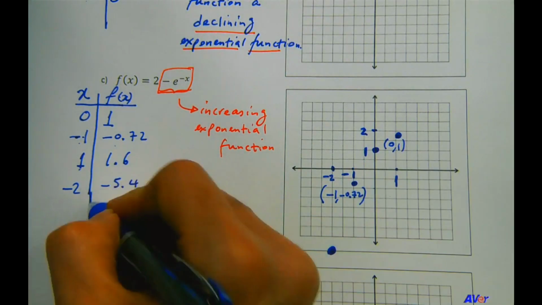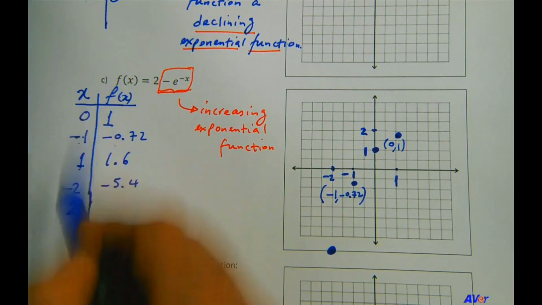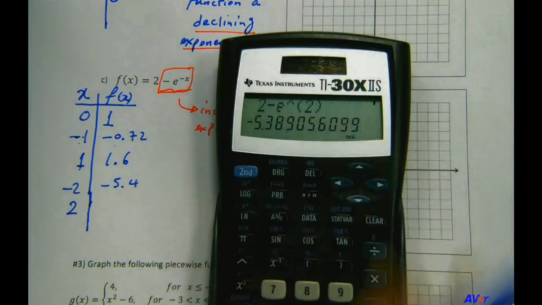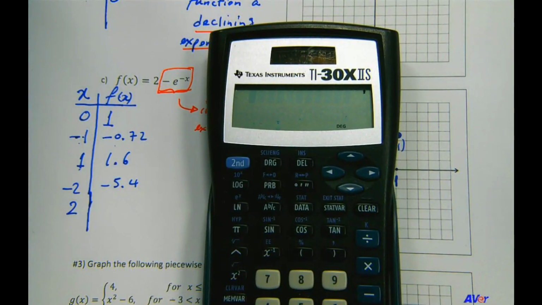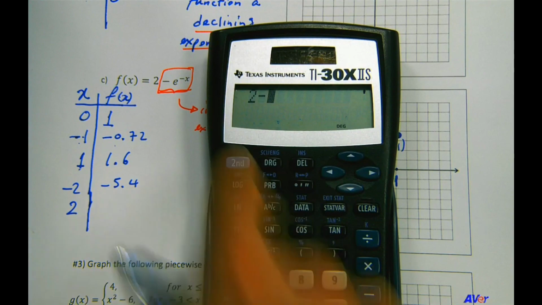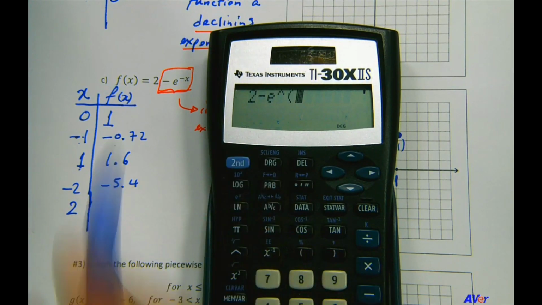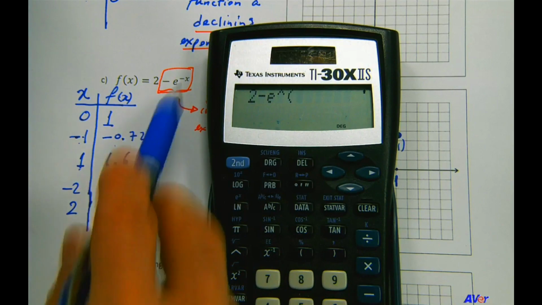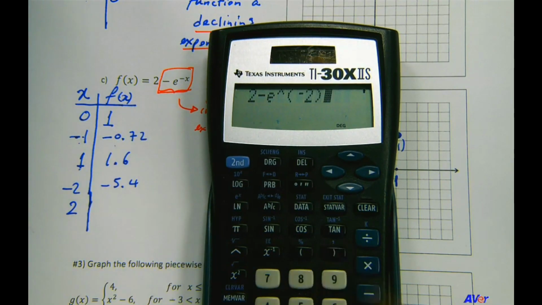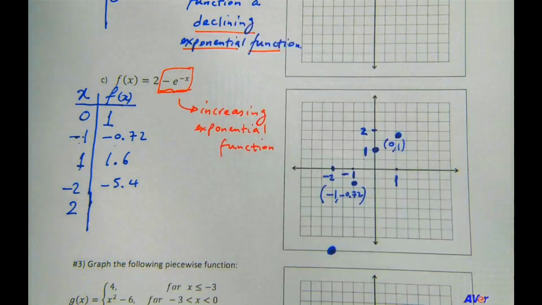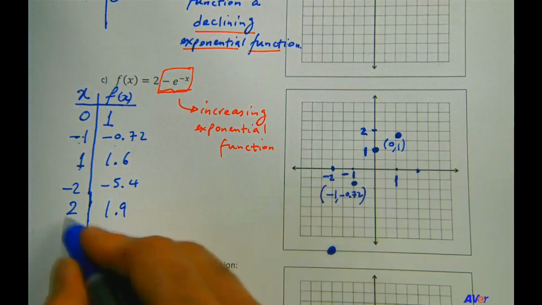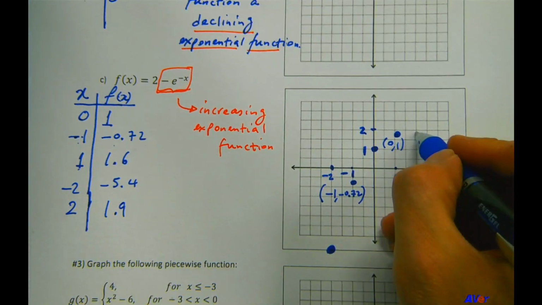Maybe let's do a 2 as well. X equals 2. When x equals 2, what is the y value? Let's calculate. So that would be 2 minus e, if x is positive 2, then it would be e to the minus 2. So 1.9, let's say. Let's round it to 1.9, roughly. So 2 comma 1.9 would be roughly here.